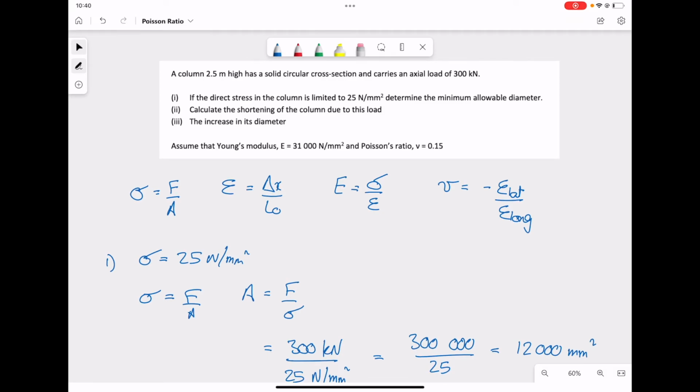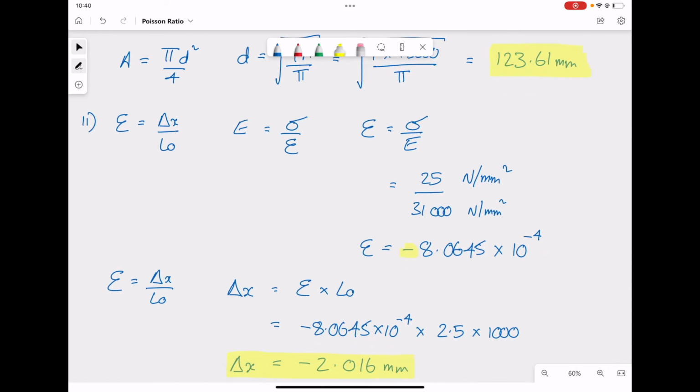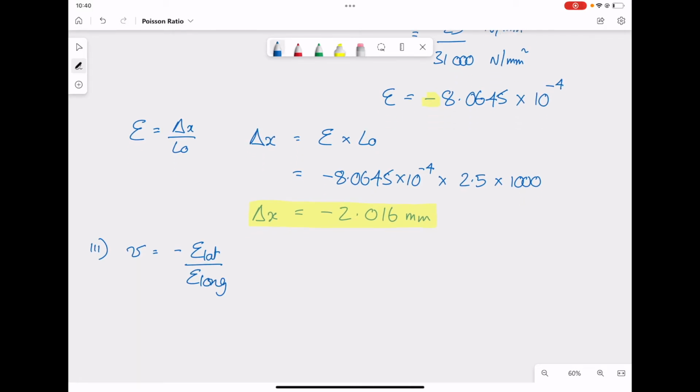The third part is to calculate the increase in the diameter, and for this we're going to use our equation for Poisson's ratio. So for Poisson's ratio, it's minus the lateral strain divided by the longitudinal strain. We need to calculate the lateral strain because this is what affects the diameter. Rearranging our equation for lateral strain, it is minus Poisson's ratio times the longitudinal strain. We already have the longitudinal strain. That's the strain in the applied load direction.